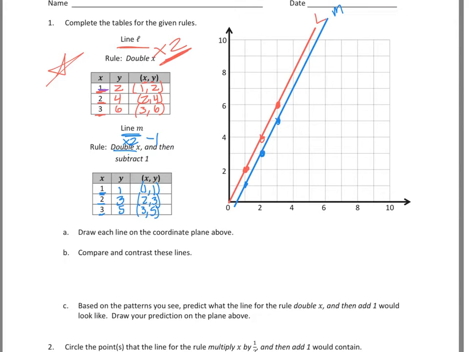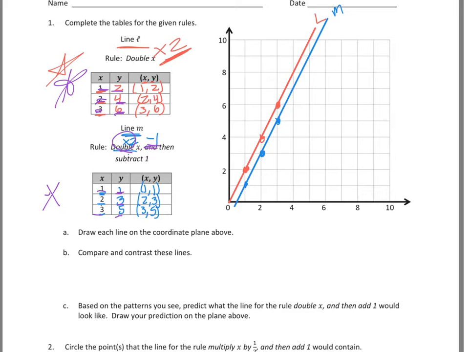I'm looking at the x's, and I see that they're all the same, 1, 2, 3, 1, 2, 3. But what I'm noticing with the y is for L, it's 2, and for M, it's 1. The next one, I have 4, and this one I have 3. 6 and 5. So it's always 1 away in the y, with doubling minus 1. So I'm never going to touch. The two lines are going to be parallel, but for whatever I get in my y up here, I'm going to be 1 less than the y down here.